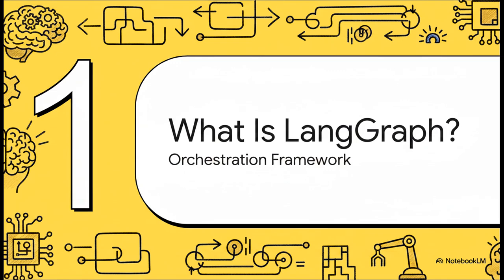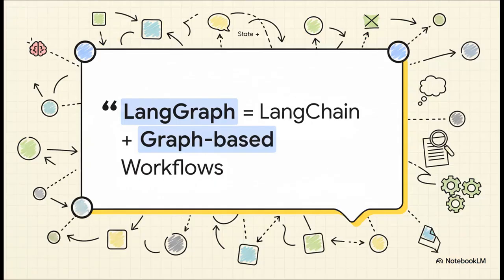What exactly is LangGraph? I absolutely love the simple formula straight from the documentation. LangGraph equals LangChain plus graph-based workflows. Ultimately, it's an orchestration framework designed to build intelligent, stateful, and multi-step LLM workflows. And by stateful, I mean it provides a highly structured approach with full state management. So your agent literally always remembers where it is, what data it's collected, and what it needs to execute next.